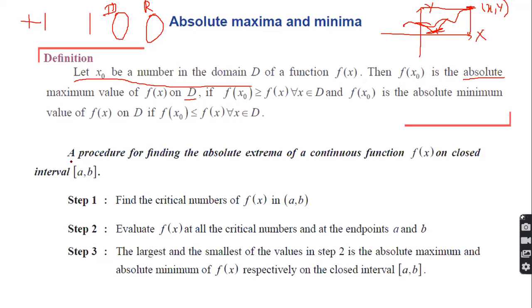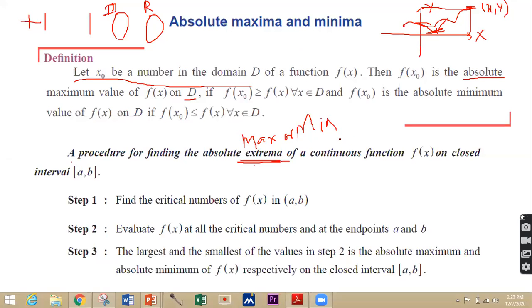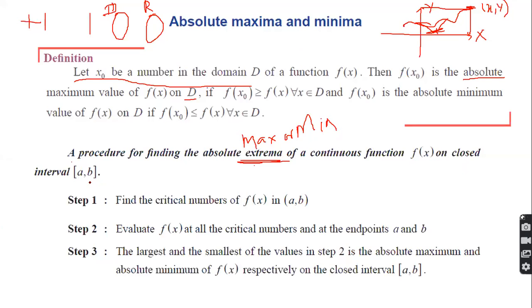What is the procedure to find the absolute extremum value? Extrema, as I already told, means maximum or minimum value. Maximum or minimum value is called extremum value, in the closed interval a comma b. What is called the closed interval? We will discuss it in the interval topic, but here I will just tell you what is called the closed interval and what is called an open interval.